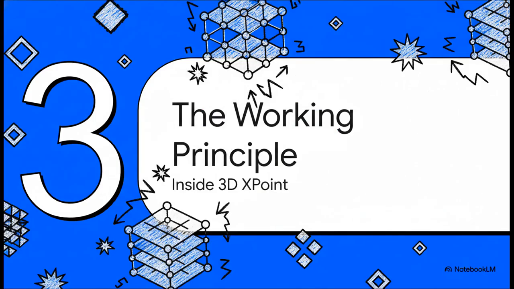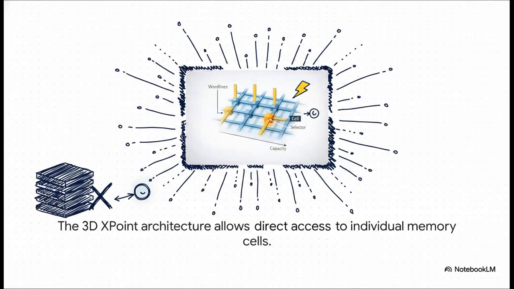Now let's examine the underlying technology. To understand Optane, you have to understand the fundamentals of 3D XPoint. Okay, pay close attention to this diagram. This is the 3D XPoint architecture. It's a cross-point structure, a three-dimensional lattice. Unlike NAND flash, which has to read and write in large blocks, this structure allows for individual memory cells to be addressed directly, at the intersection of these perpendicular lines. This is a critical distinction.